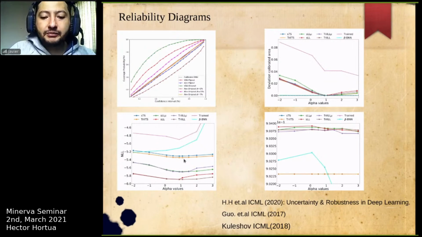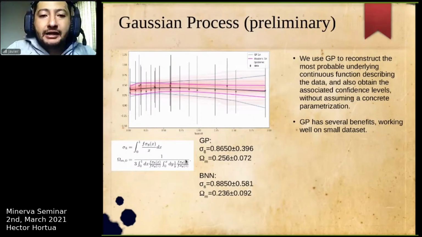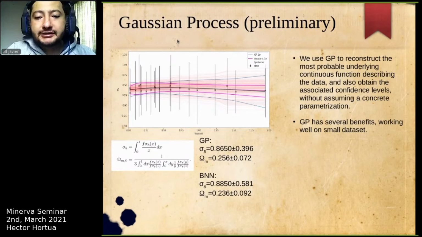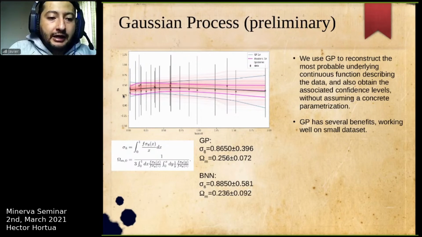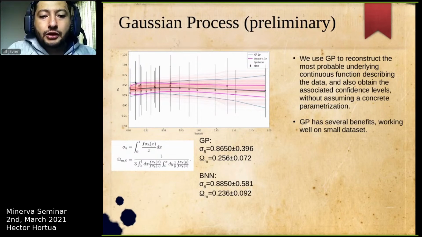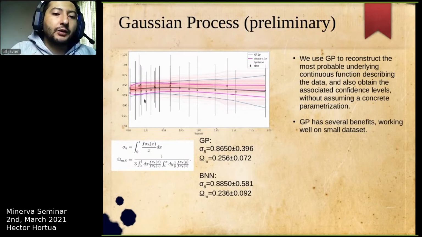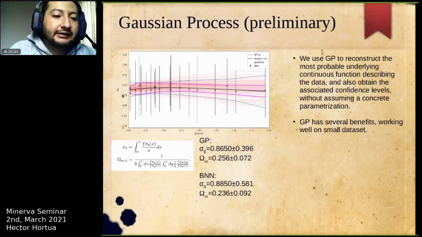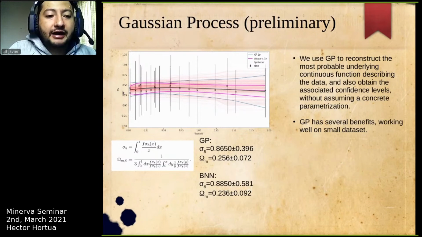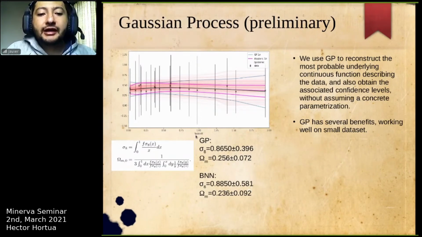And finally, I want to show you a preliminary result. This is another way to provide this kind of uncertainty, using Gaussian processes. This plot is just a preliminary result, but I want to show it to you because the Gaussian process is another way to estimate these kinds of uncertainties. Here I show you the data for f sigma 8 with respect to the redshift.